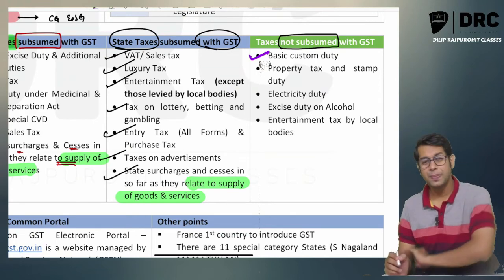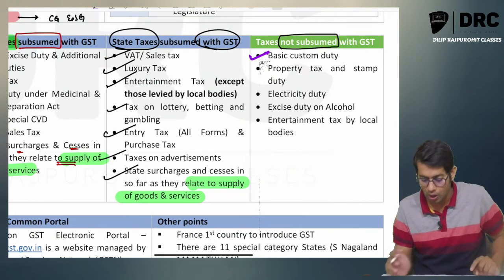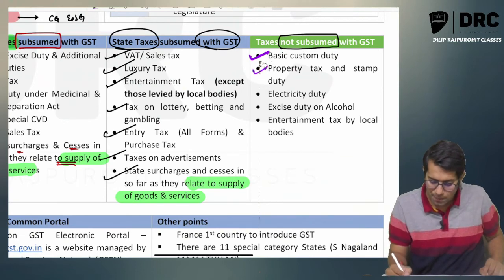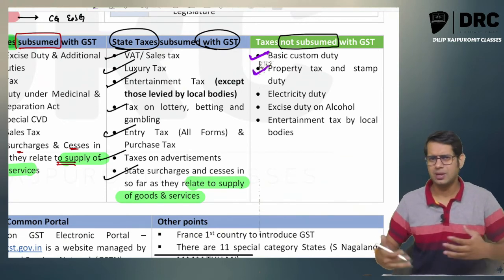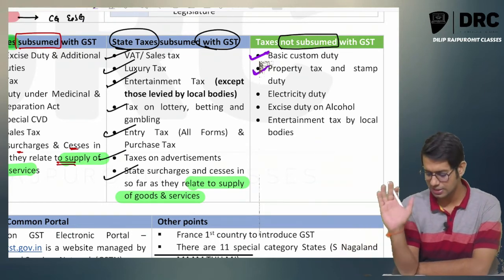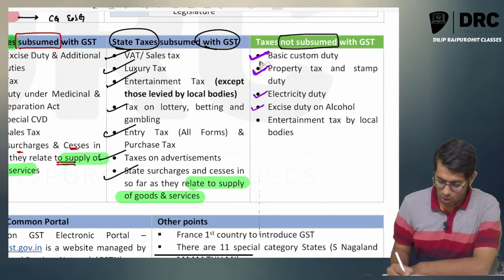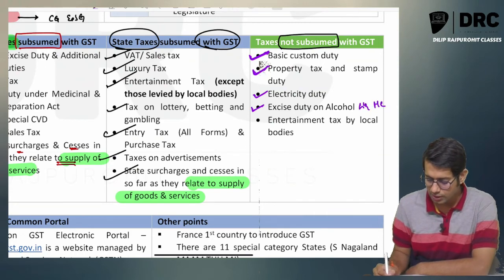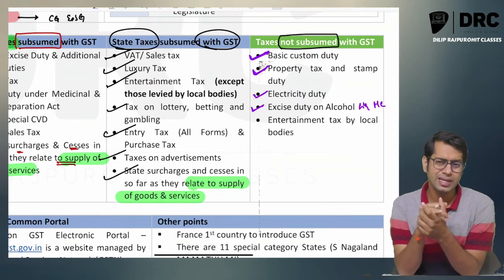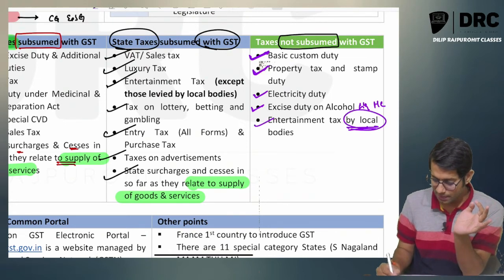Basic custom duty. The basic custom duty which is collected for import of goods or export of goods as per the custom law is not merged with GST. That basic custom duty is still being collected. Then property tax and stamp duty. For property tax, you have a property, you have to pay property tax. At the time of registration you have to pay stamp duty, etc. That is still there. Then on electricity, they are collecting electricity duty, which is still there. Then excise duty on alcoholic liquor for human consumption. Whatever alcoholic liquor is consumed by human beings, on that they were collecting excise duty, that is still being levied. And then entertainment taxes, which are collected by local bodies.